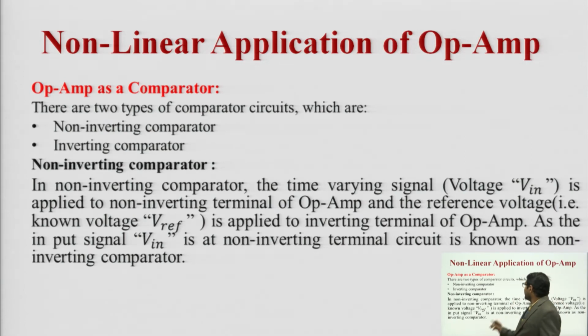There are two types of comparator, the non-inverting comparator and the inverting comparator. In a non-inverting comparator, the time varying signal is applied to the non-inverting terminal of the op-amp, and a known voltage, that is the reference voltage, is applied to the inverting terminal of the op-amp. Here we see the diagram of how it is applied.